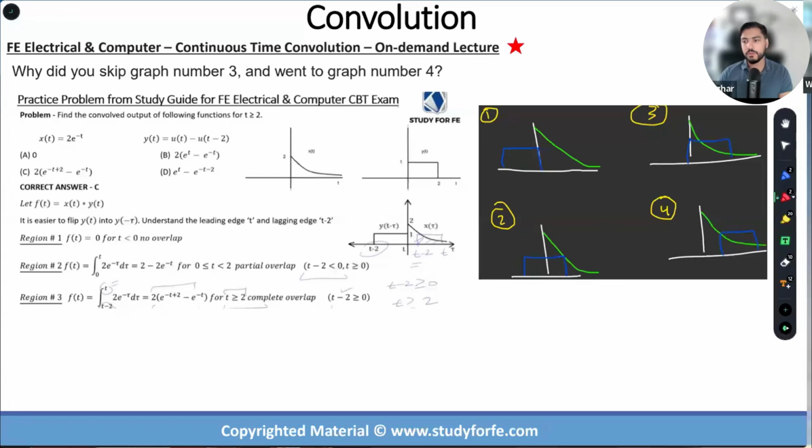Convolution, in my opinion, is one of the three most difficult topics within the FE electrical and computer exam specification. The interesting thing is that since convolution is not explicitly mentioned as a line item in the exam specification, some students believe that convolution is no longer on the exam. But the fact of the matter is that convolution shows up as a line item in the FE electrical and computer exam section.